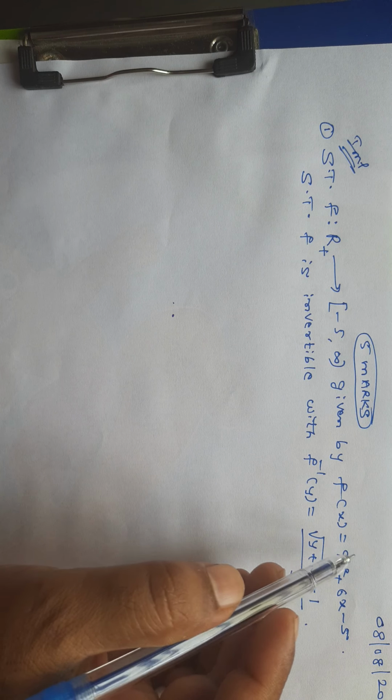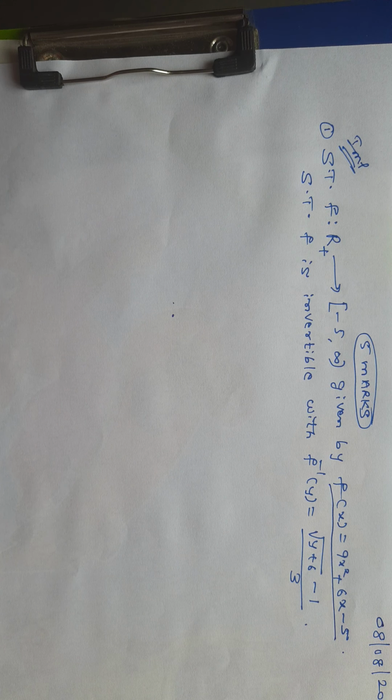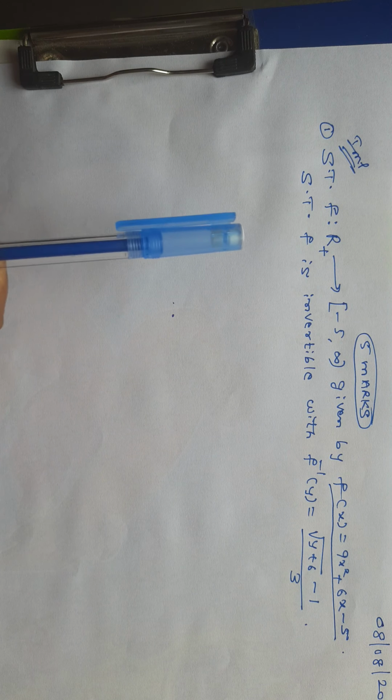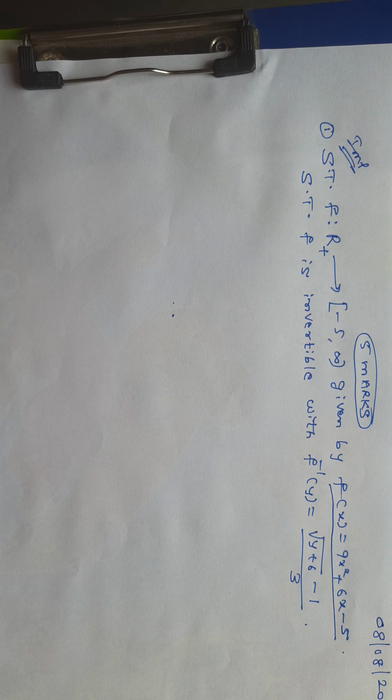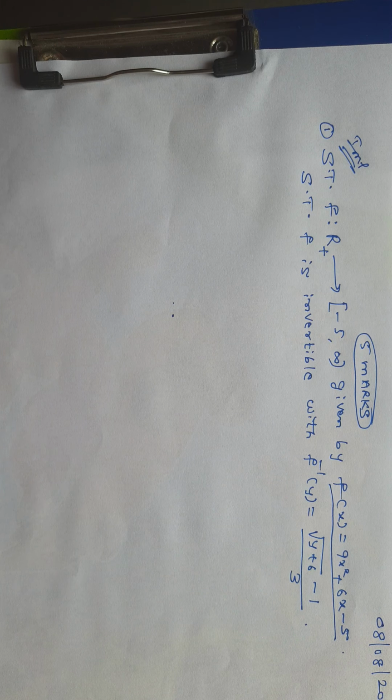See, this is quadratic. So in our previous video, we have worked out a problem of this kind. So here f is 9x square plus 6x minus 5. Show that f is invertible with f inverse of y equals square root of y plus 6, minus 1, divided by 3. So we have to prove that the inverse is this one. We can follow any one of the methods. I will follow the concept of composition of functions here.